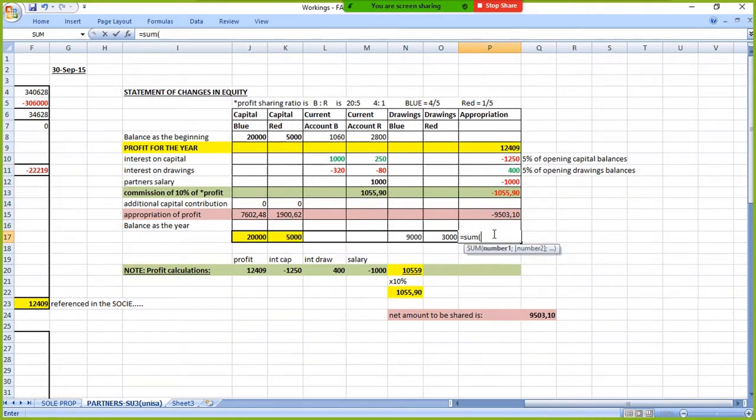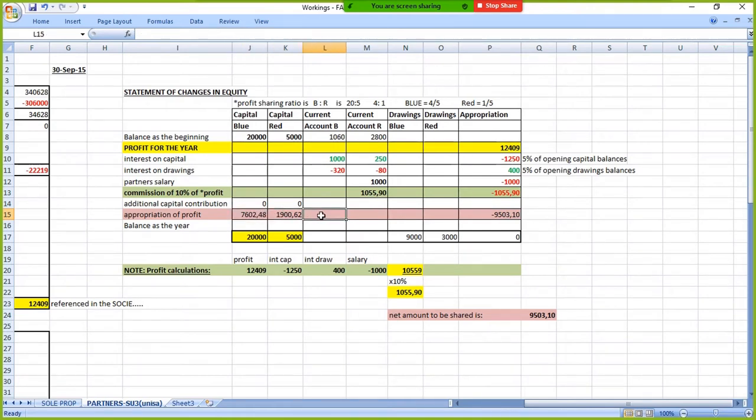Right, and if you've done it correctly, the appropriation account will always land up with the balance of 0. Have a look. Okay, because why? You basically split it out. You split out what the partnership is generating in terms of their operations. So the partnership has generated 9,503.10, which is going to be shared between those two partners in their profit sharing ratio.